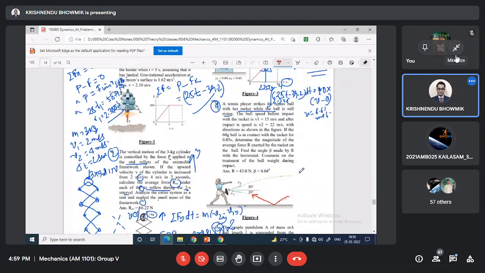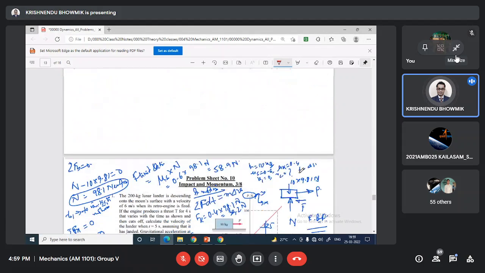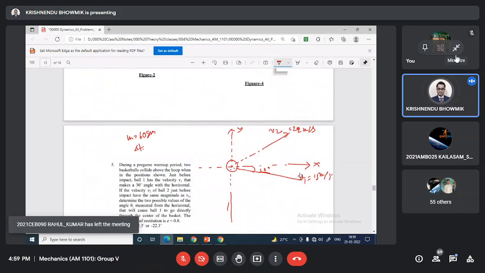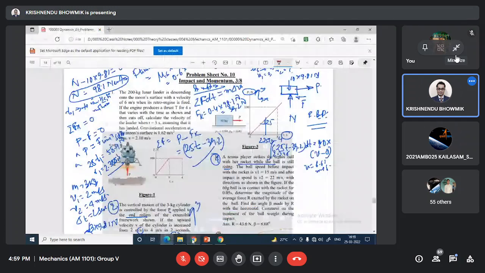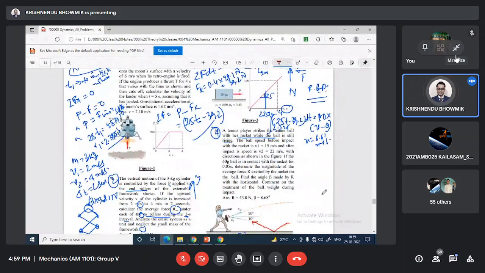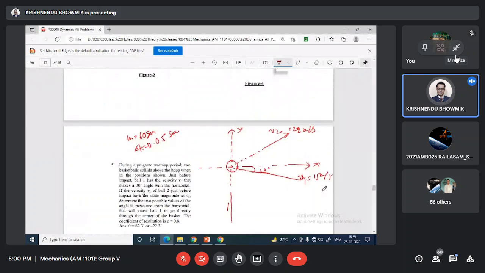In contact, the 60 gram ball is in contact with the racket for 0.05 second, delta t. Determine the magnitude of the average force R exerted by the racket on the ball. Find also the angle beta made by R with the horizontal. Comment on the treatment of the ball with the weight. The input I have already taken, we have to work on that.